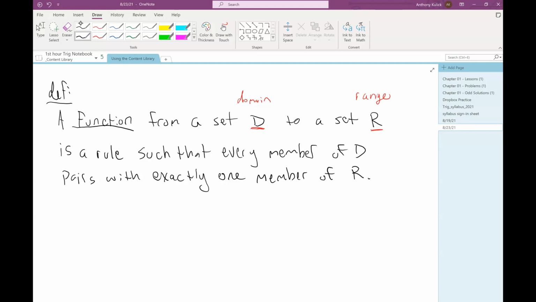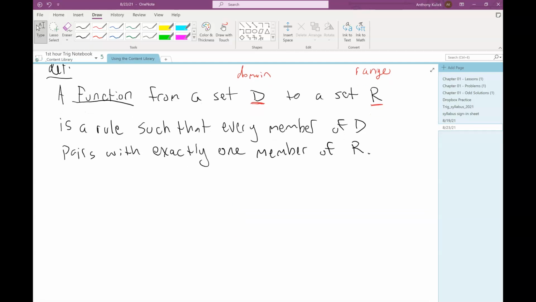And hopefully this sounds familiar. This was where we started last year in your Algebra 2 class, just the general description of what a function is. But it's been a year, so we'll go through it again. So one way we can represent a function, or even the more general relation, is with something called a mapping diagram.